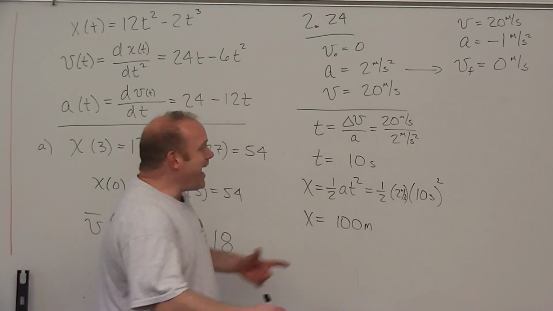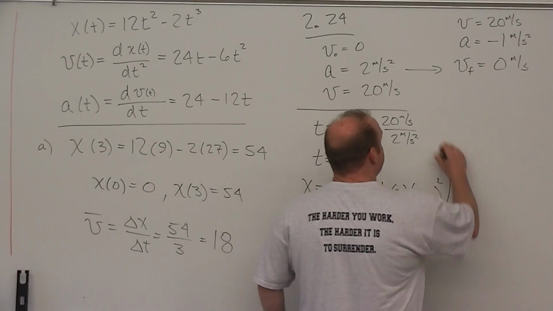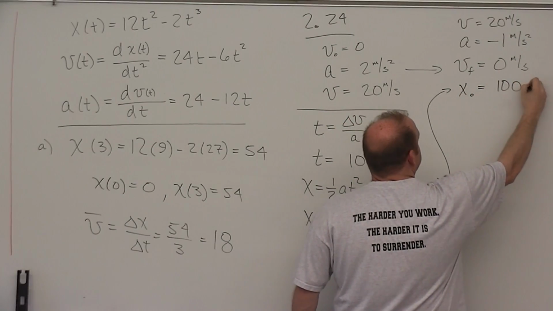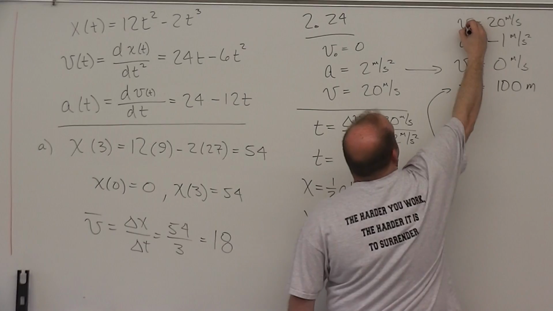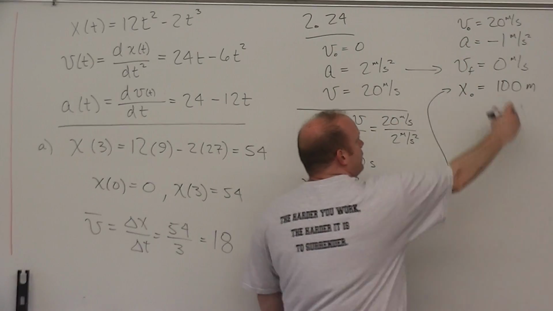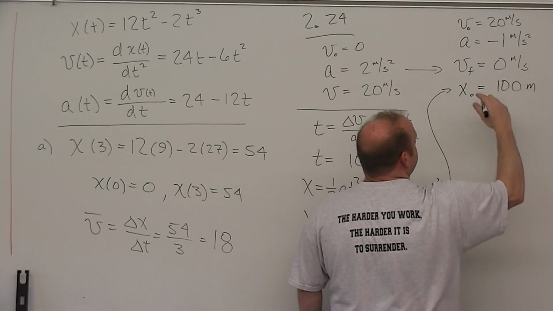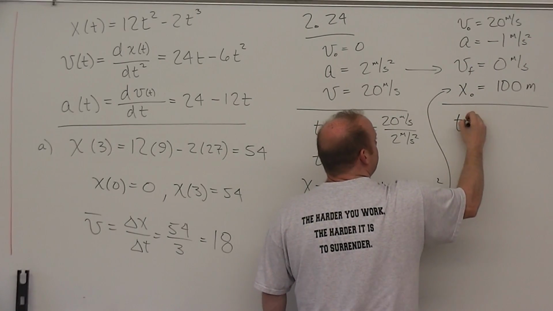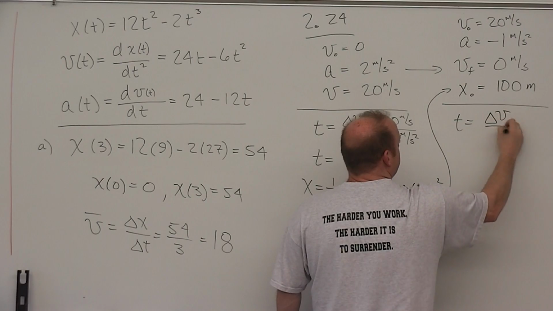Well, now I can use this. I can say, all right, x0 here is now going to be 100 meters. My initial velocity for this part is going to be 20 meters per second. My acceleration will be negative 1. My final velocity here is 0. I need that to figure out the time that it takes to do this. So now my time is equal to my change in velocity over the acceleration.